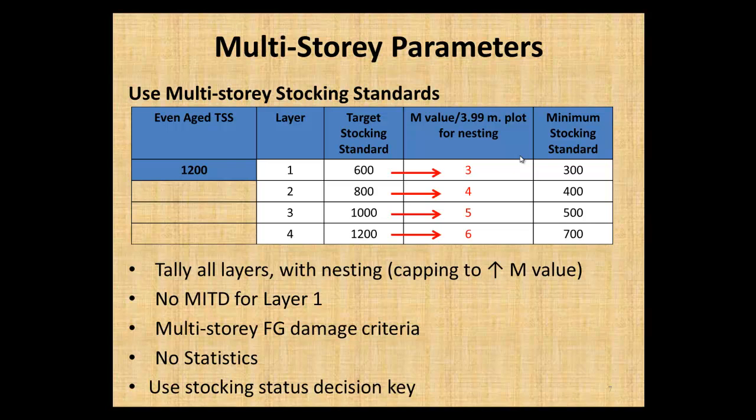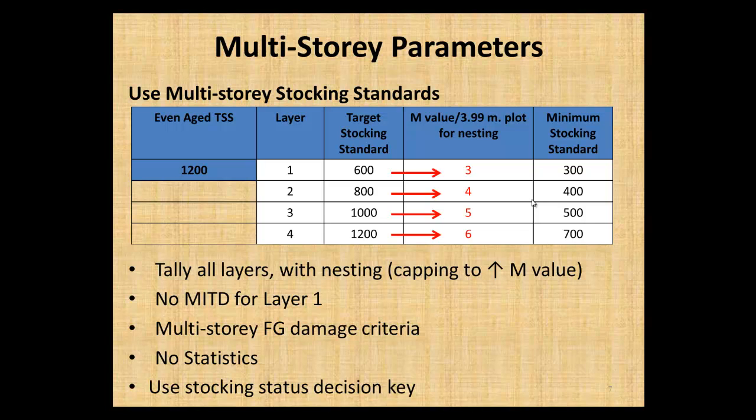No statistics apply. Ooh, fantastic. So I don't have to crank stats. That is a little bit of magic, but it just gets crazy when you try to do statistics on 4 different layers at the same time. So it gets a little sticky. You can do your tallies by hand, but there are programs out there that'll do it for you. That's for sure. And the software is set up so that you can tally it electronically as well. And you use the stocking standard decision key. And that is the magic of multi-story, and sometimes the tragic aspect of it.